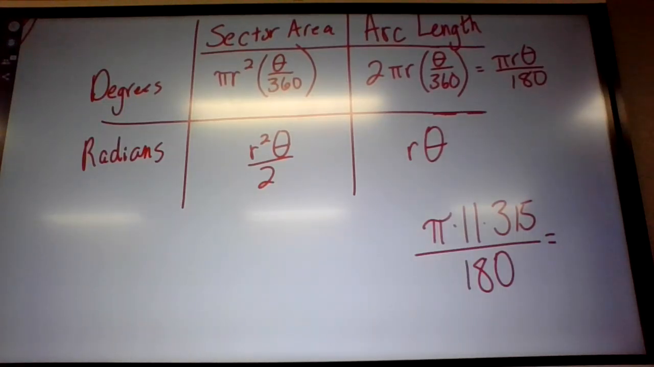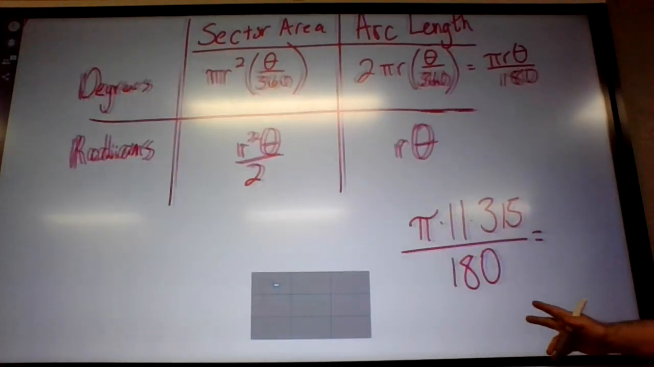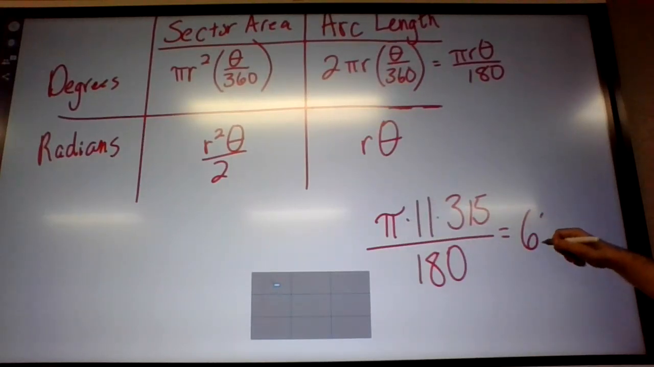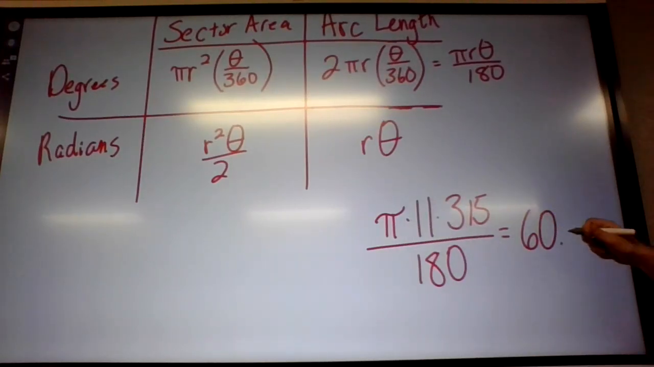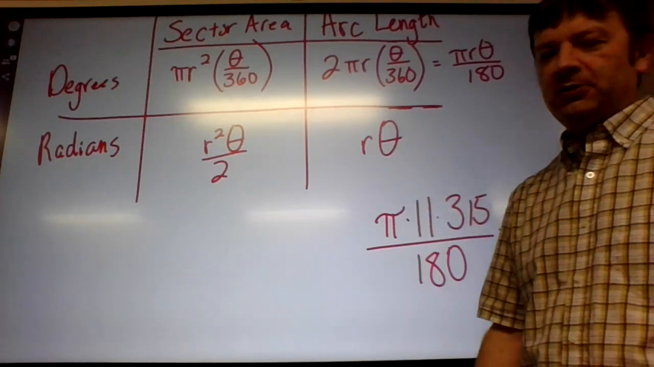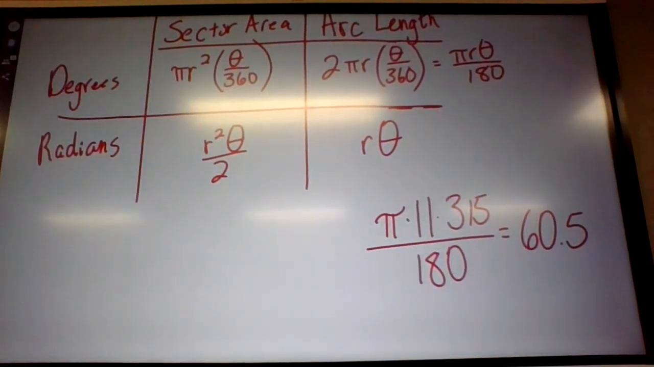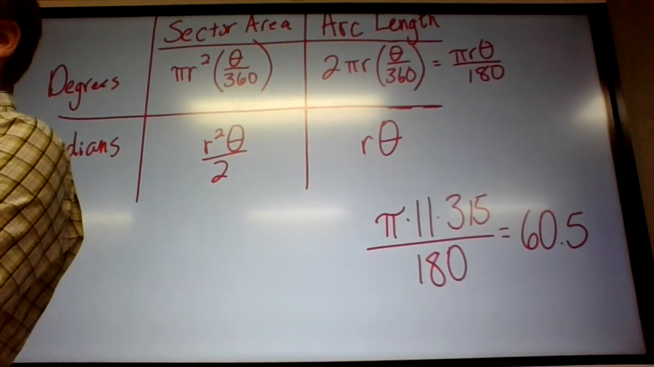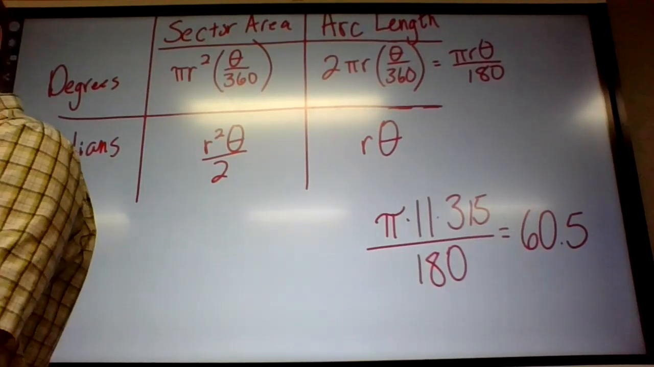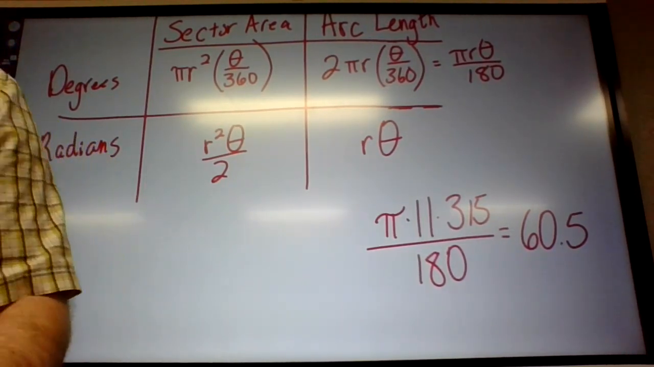What did we get? 60.47, so that rounds to 60.5. I wonder if I have an answer sheet somewhere. I think I do. See if we got it right. Ding, ding, ding, buckaroo. Got it right.